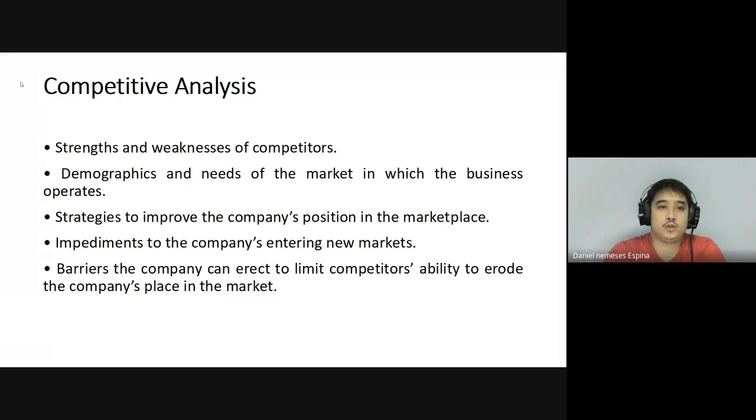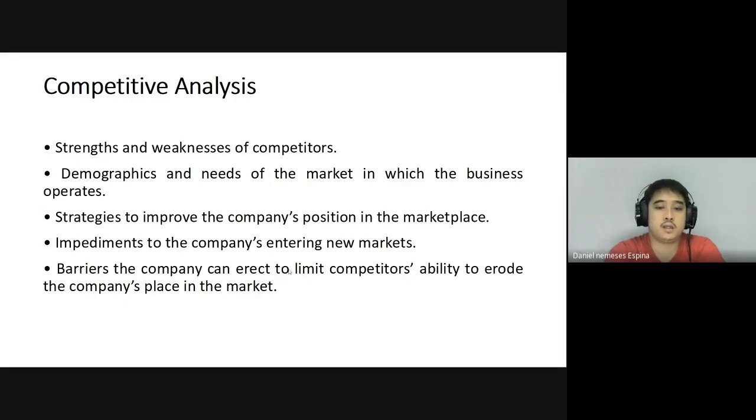Another tool that we can use for the situation analysis is called the competitive analysis. So the competitive analysis analyzes the strengths and weaknesses of the competitors, the demographics and needs of the market in which the business operates. So who are your usual customers? Strategies to improve the company's position in the marketplace. So how will you position your product in the market, or how will you compete in the market?